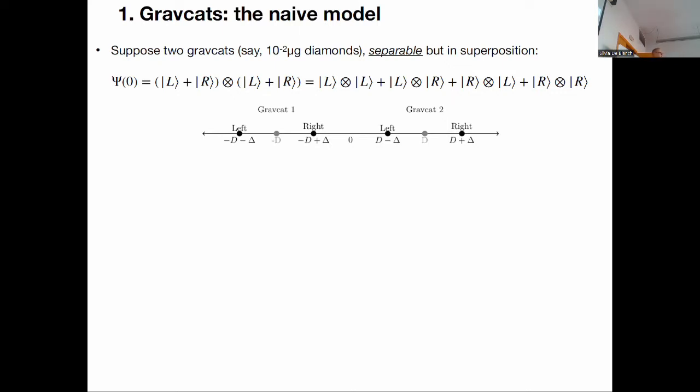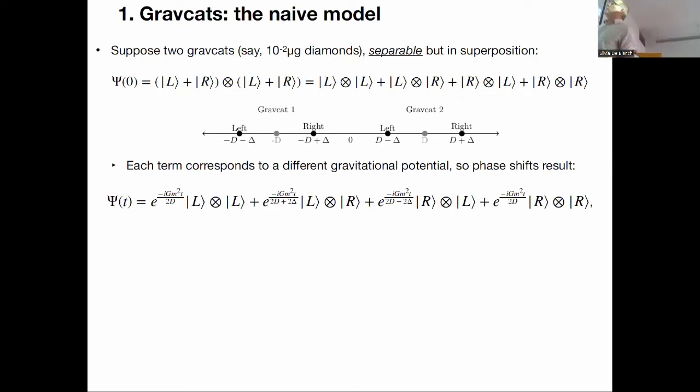The experiment's not going to run long enough for them to move far, but they start moving, so just ignore kinetic energy. So we're going to apply the ordinary Schrodinger equation, and then all we have to worry about is the gravitational potential energy. And so we're going to pick up in each of these terms a phase that depends on the potential energy, and because it's different in each one, we're going to get a different phase, and they're going to no longer be a separable state.